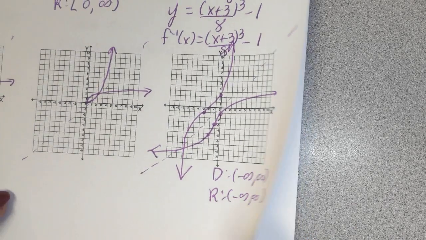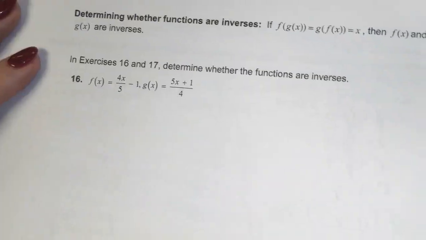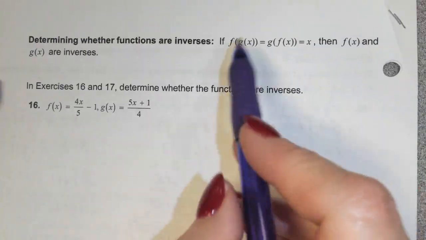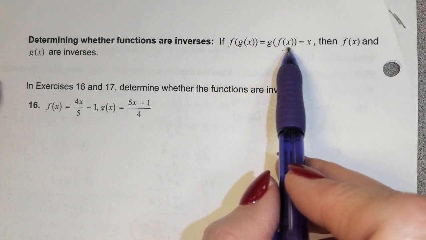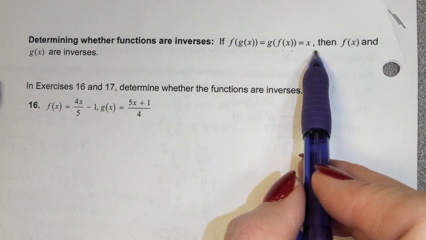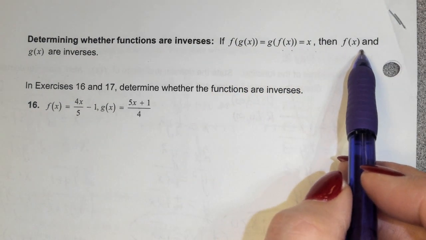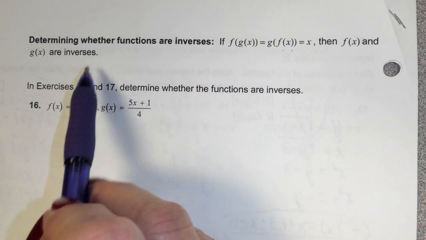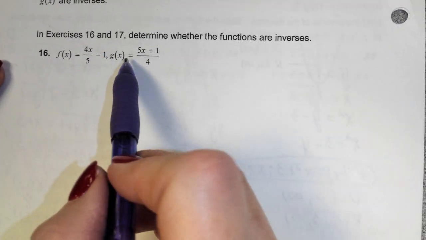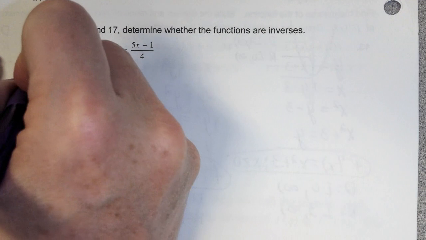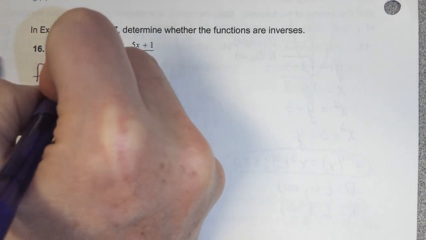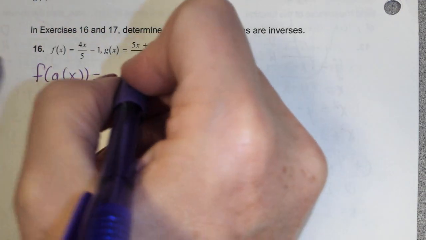All right, so that's finding inverses. Now, last thing, and this can be really a difficult concept, so you want to watch closely. This says if f of g of x equals g of f of x, and they both equal x, then that means that f of x and g of x are inverses of one another. So we're going to determine whether these functions are inverses. So I'm trying to do f of g of x. So here's g of x.